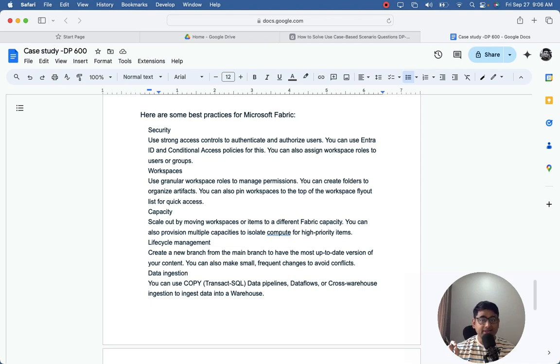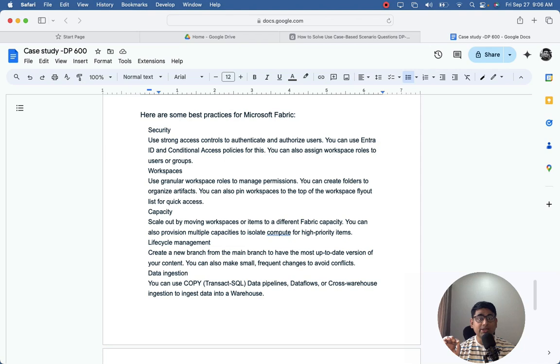For example, data ingestion. You can use COPY, T-SQL, data pipelines, data flow, or cross warehouse ingestion to ingest data into the warehouse. This is the best practice. There are other ways, but this is an efficient way to ingest a large amount of data. Okay. Another one is security. Use strong access control to authenticate and authorize users. You can use Entra ID and conditional access policy. So Entra ID is the best way to provide security.